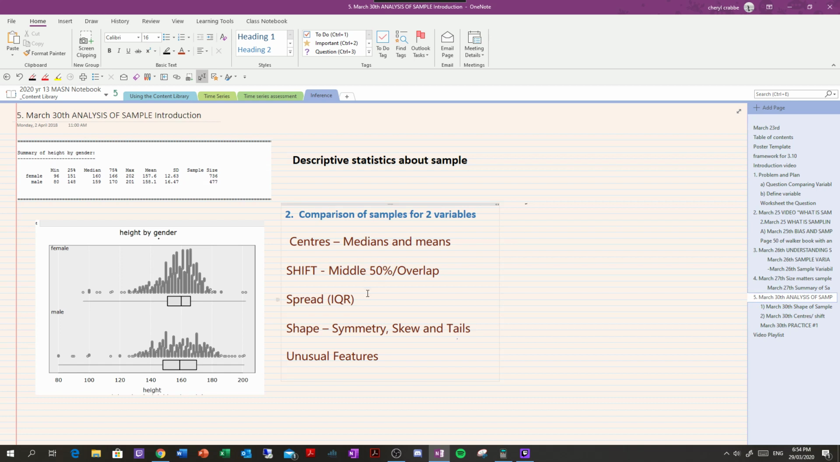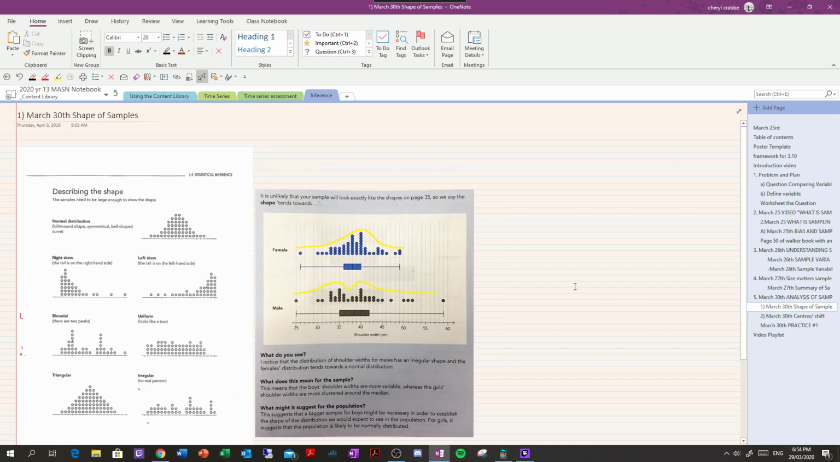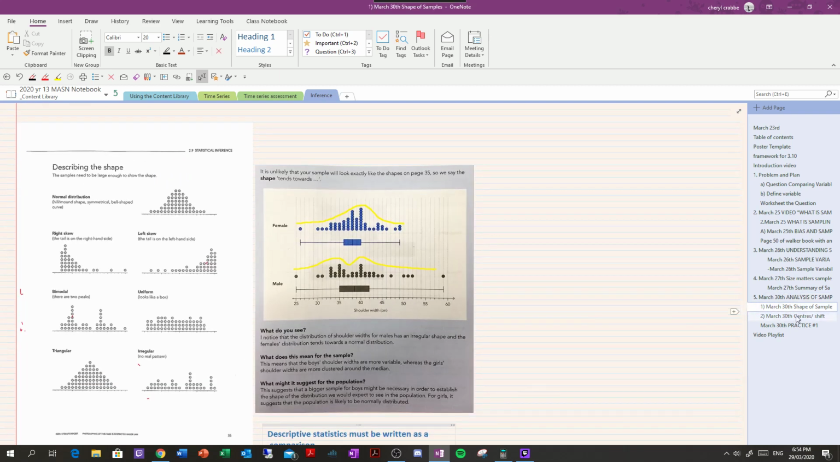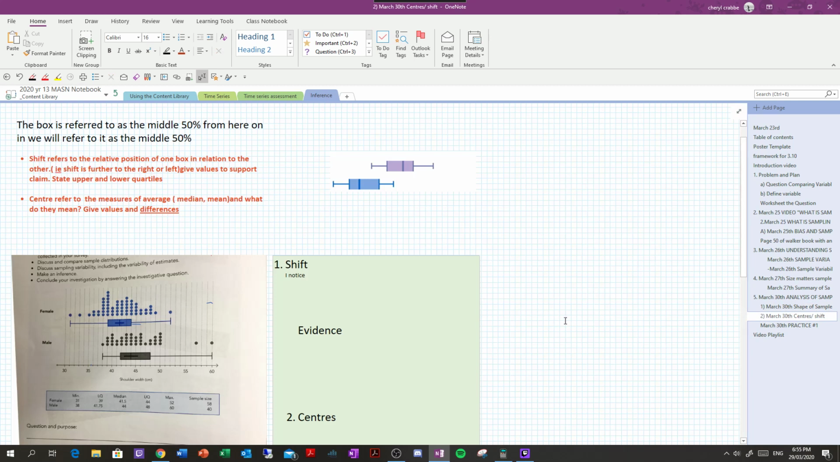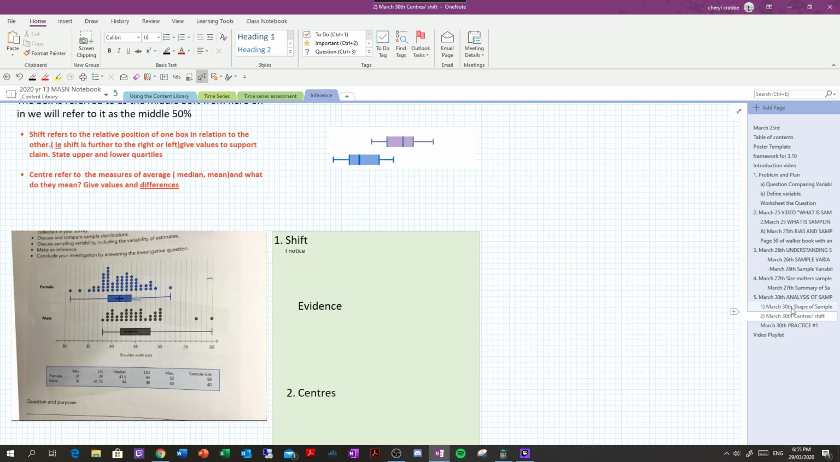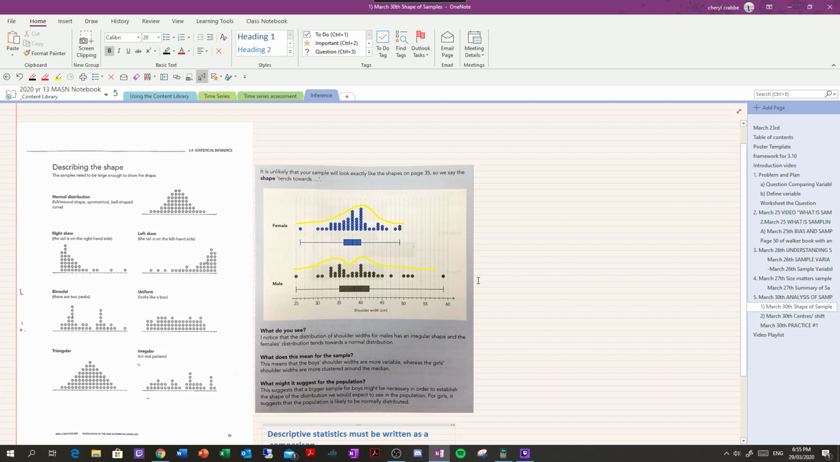We're going to be looking at spread, which is the interquartile range of the boxes, which is the lower and the upper quartiles. And we're going to be looking at shape, like whether it's symmetrical or it's skewed or whatever, whether it has tails and anything unusual. So those are the things that we're going to be focusing on. Now in our lesson today, we're going to focus in on shape, and we're going to focus in on centers and shift.